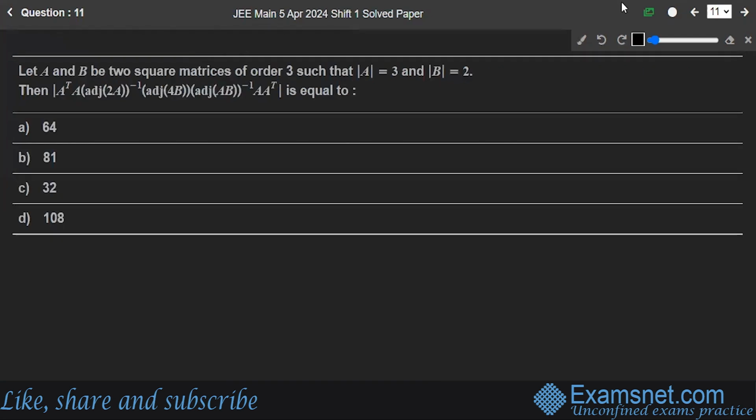Question number 11. Let A and B be two square matrices of order 3 such that A's determinant is 3 and B's determinant is equal to 2. You have to find out the determinant of A transpose into A into adjoint of 2A inverse, adjoint of 4B, adjoint of AB inverse into A transpose. So the determinant is starting from here till here.